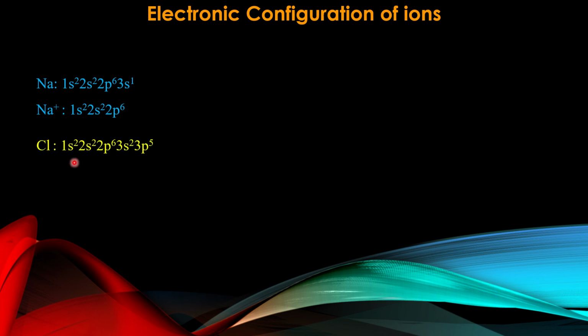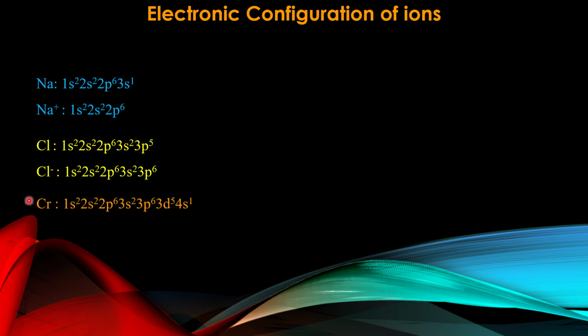In the same way, chlorine is 1s2, 2s2, 2p6, 3s2, 3p5. Chloride ion is a negative ion, that means one electron is added to it. So the last electron will be added on the 3p subshell. So it is 1s2, 2s2, 2p6, 3s2, 3p6. This is the electronic configuration of the chloride ion.